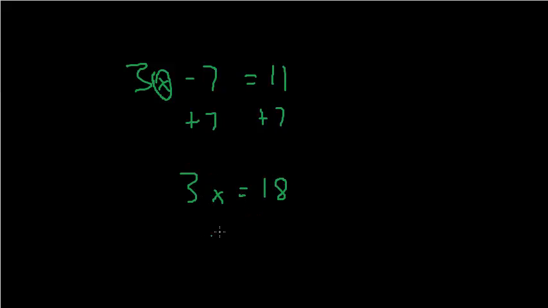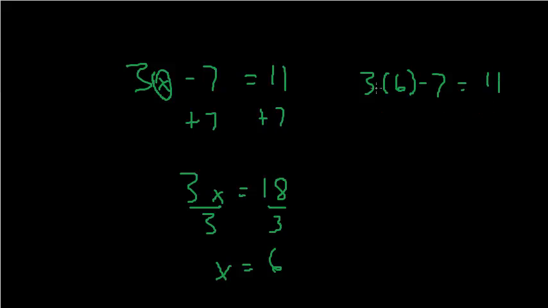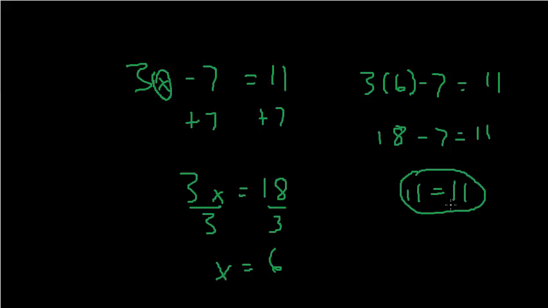Now I just have the x term, and to get rid of the 3, I can divide both sides by 3, just leaving me with x equals 6. So 6 is my final answer. I can check that solution. 3 times 6 minus 7 equals 11. 3 times 6 is 18, minus that 7 equals 11. And 18 minus 7 indeed is 11. So we have a true solution.